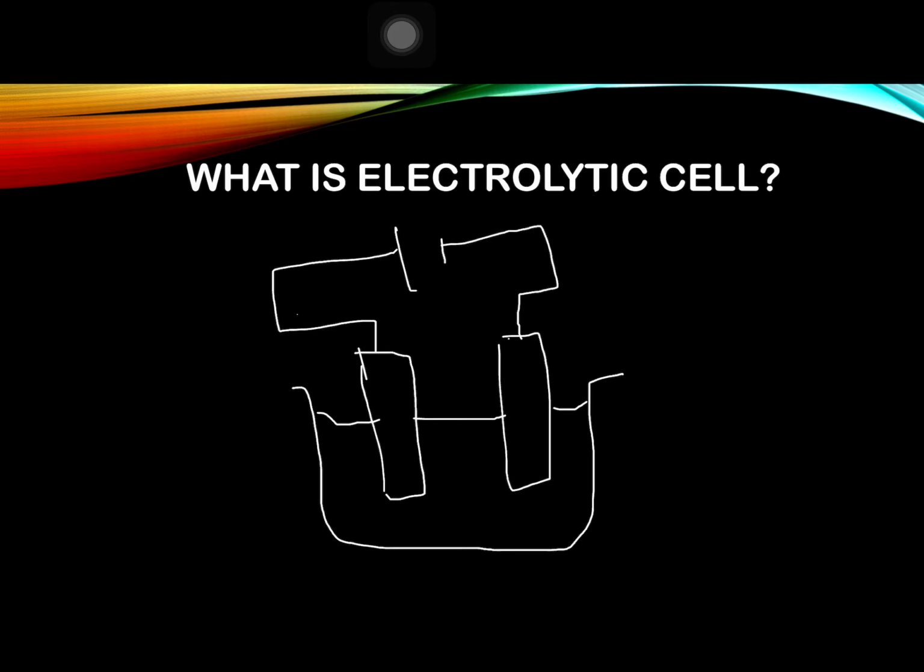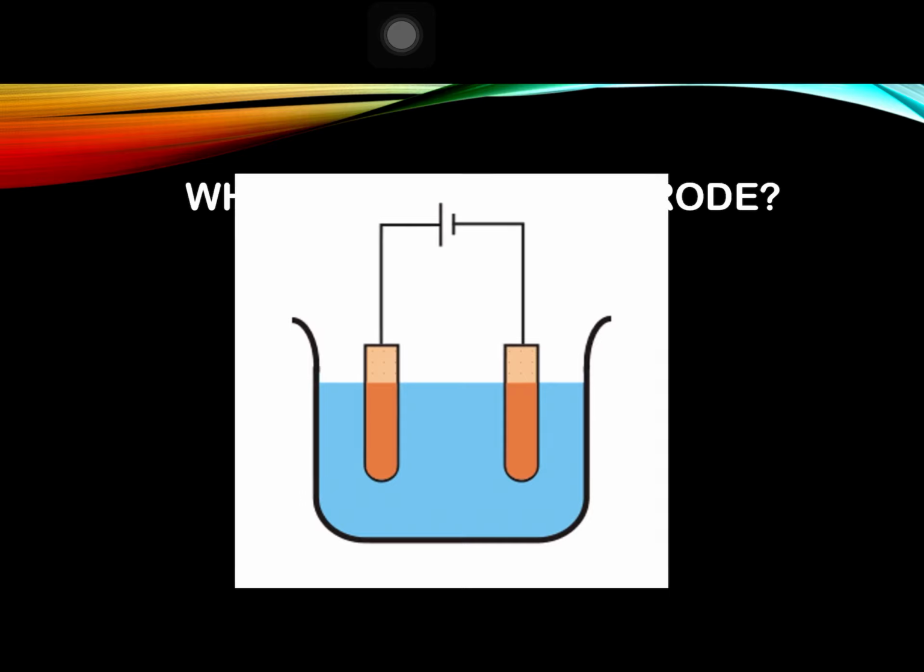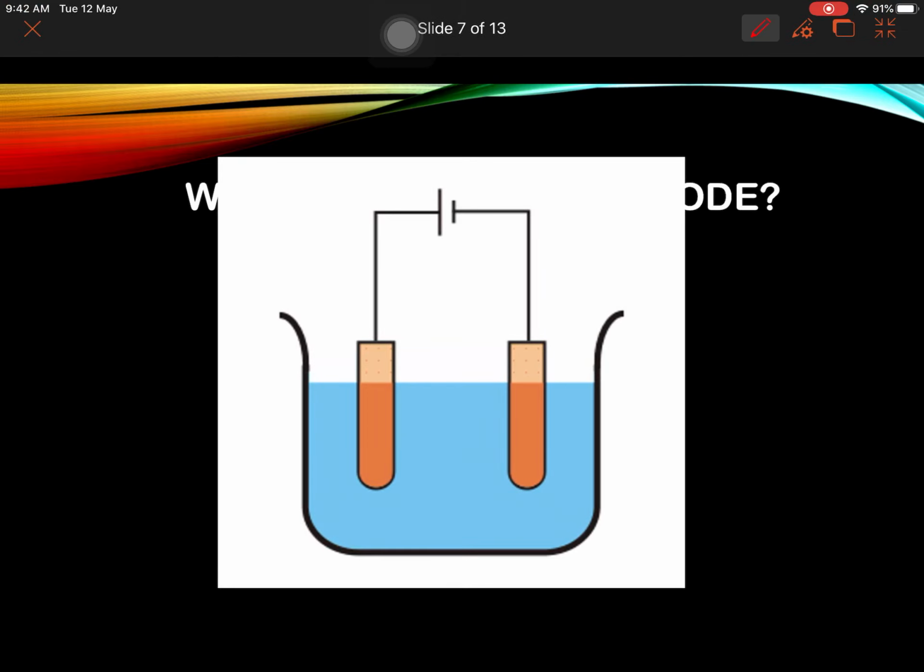Okay? So this is the more colorful version of the electrolytic cell. What are the 2 solid electrodes? Do you know that? What are the 2 solid electrodes? These 2 electrodes are used to carry the electric current and can typically be found as electric conductors.